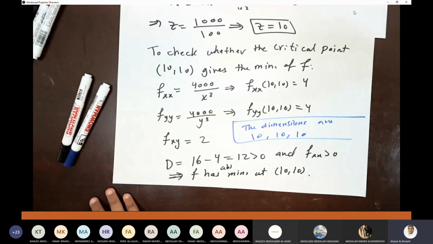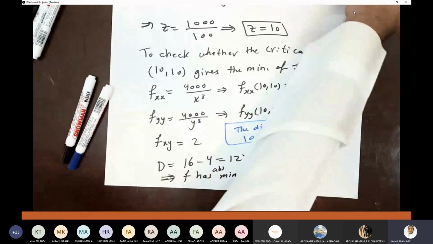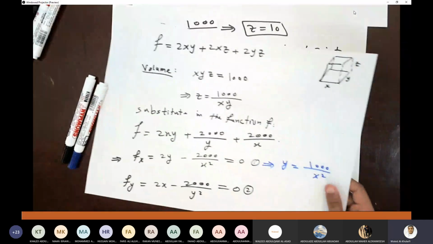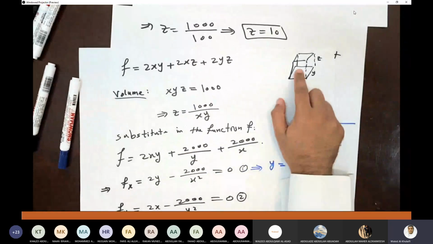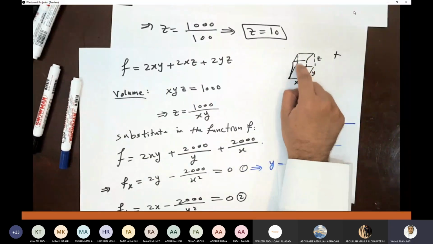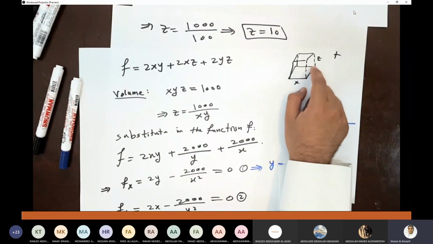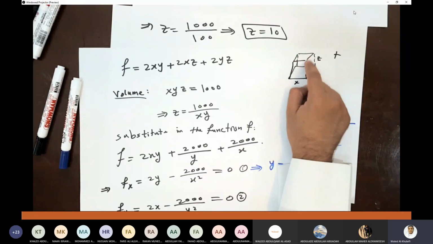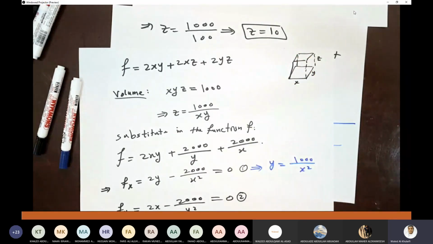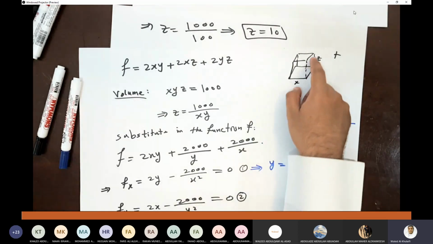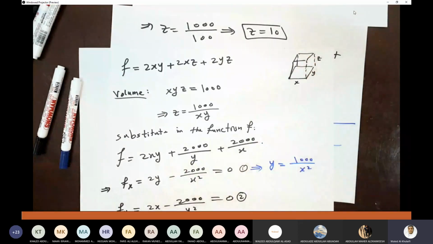Is that clear, guys? If you want to make a box with minimum surface area, why do we care about this in industry? Why do we care about the surface area being minimum? I'm talking about it from an industrial point of view. Why do we need it to be minimum? Okay, let's take Waleed.